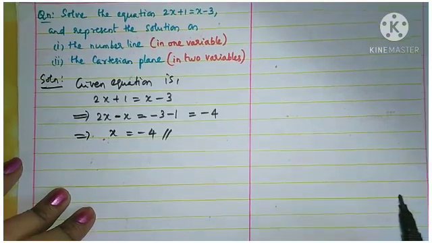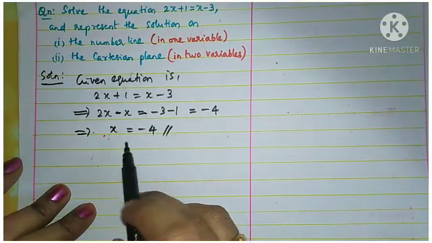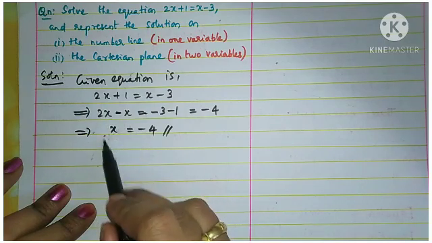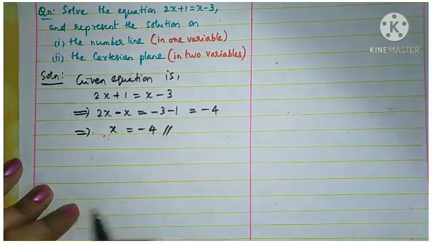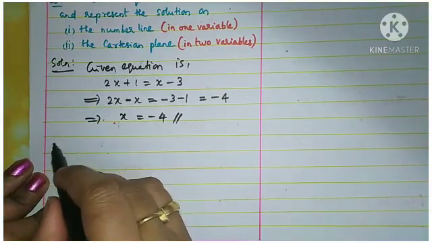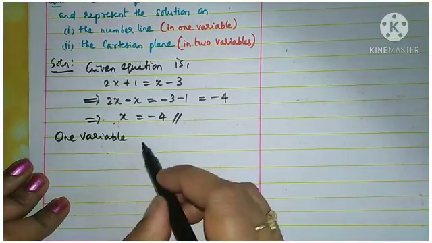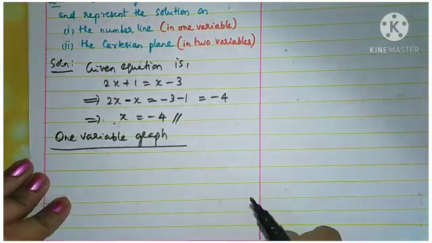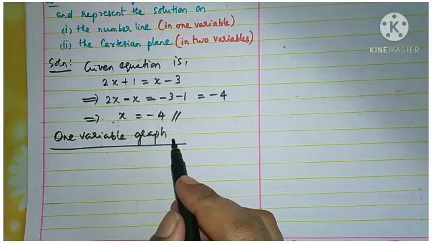So for this equation we got the solution x equal to minus 4. Now you see x equal to minus 4 means it is having only the variable x. Okay, no y is present. So as I said earlier, if you want to represent it as a one variable graph, it is enough to draw the number line and represent this x equal to minus 4.